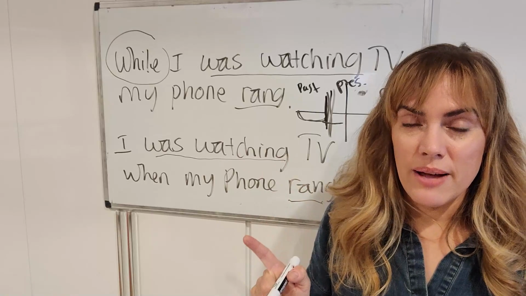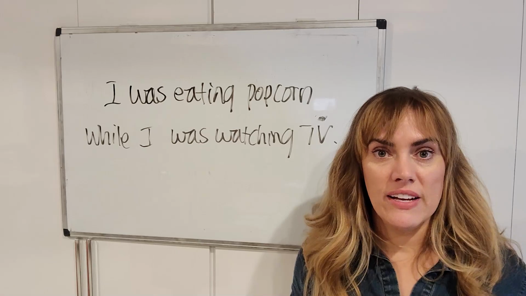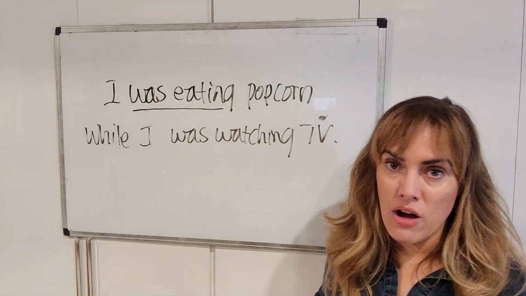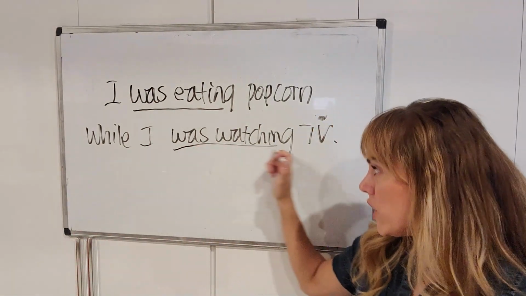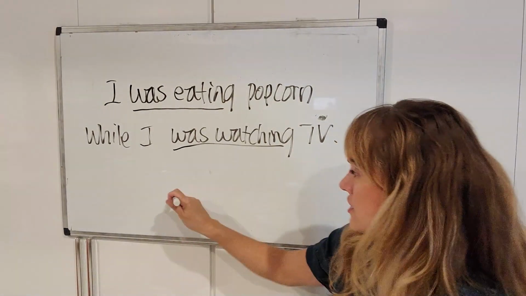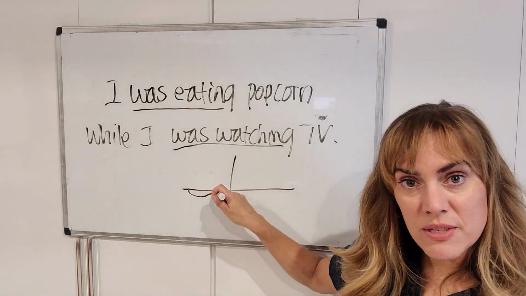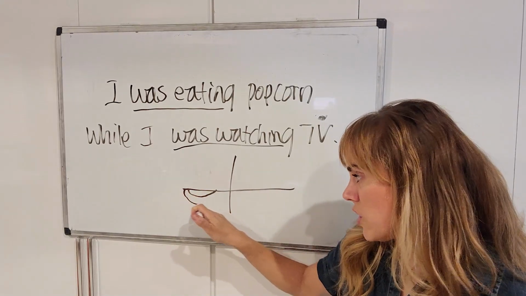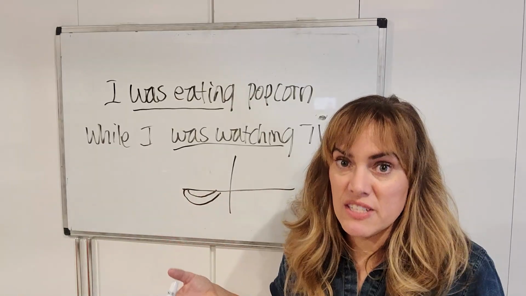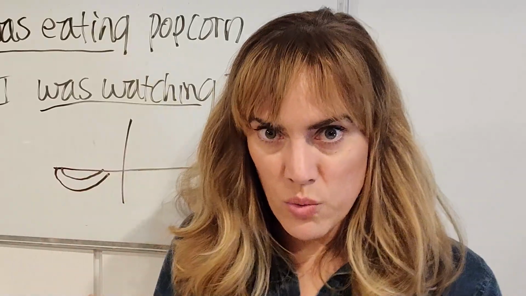Finally, there's one more time when we use past progressive. We use the past progressive to focus on two things that were in progress at the same time. I was eating popcorn while I was watching TV. Those two things were happening at the same time. So it would look like this. I was eating popcorn at a specific time in the past, and I was watching TV at the same time last night. This was last night. So that's the specific time in the past. What was I doing last night? I was eating popcorn while I was watching TV.